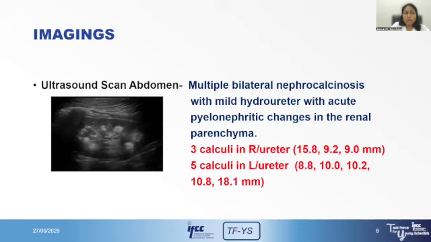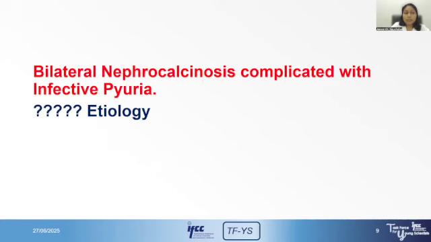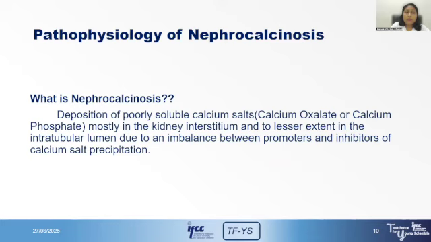We did an ultrasound scan of the abdomen, and it revealed multiple bilateral nephrocalcinosis with mild hydroureter and acute pyelonephritic changes in the renal parenchyma. There were also multiple calculi in both ureters. So our patient has bilateral nephrocalcinosis complicated with infective pyuria. What is the etiology behind this? Before that, I will briefly explain what nephrocalcinosis is and the pathophysiology behind it.